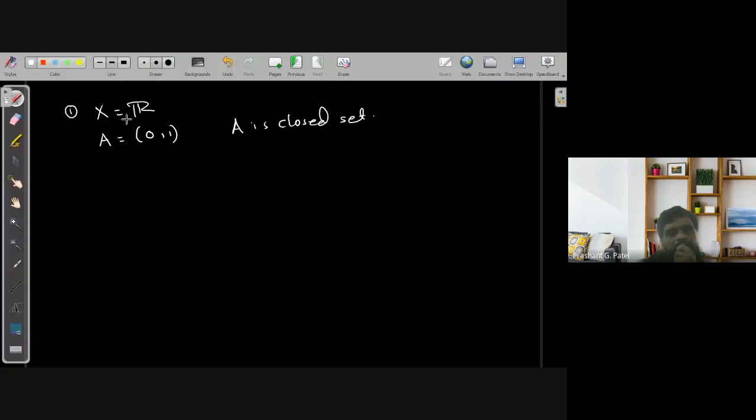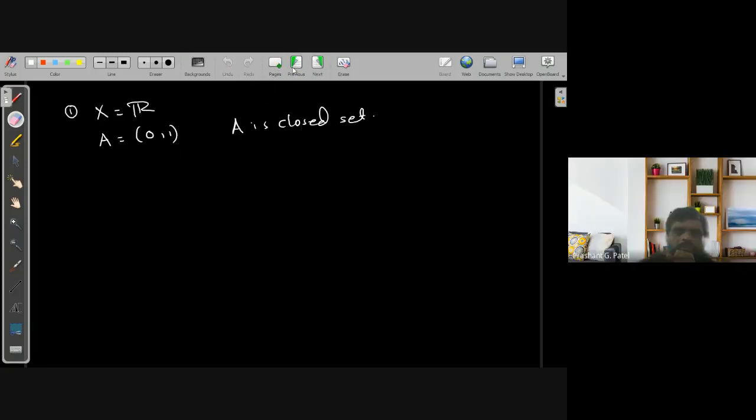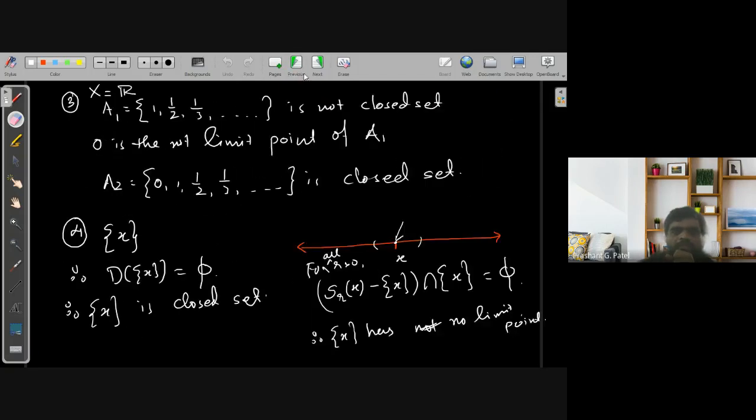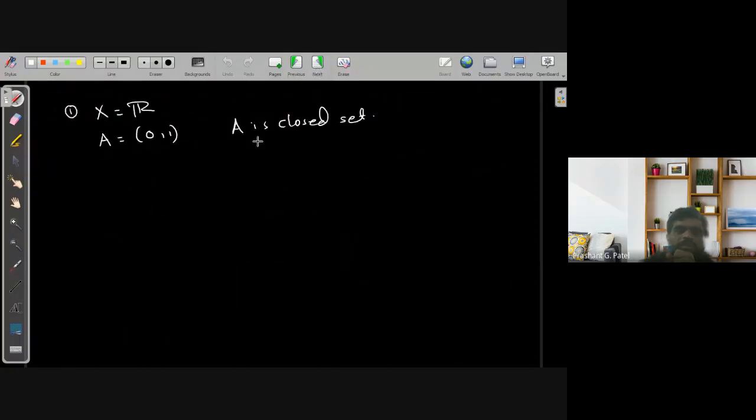Have I written the correct statement? Is this A a closed set? That means all of you are sleeping. No, sir. A is open. Just in the previous slide we discussed that this is the set we defined and we said that it is not closed, and I have written the statement here that it is a closed set. So this is not correct, it is an open set, it is not closed, it is open.